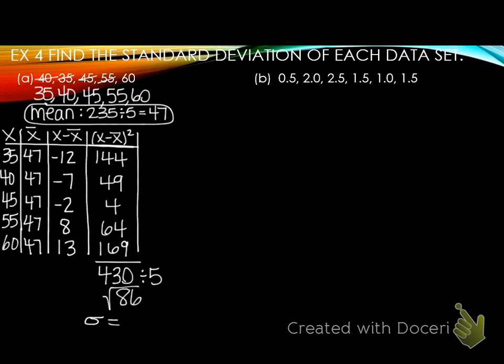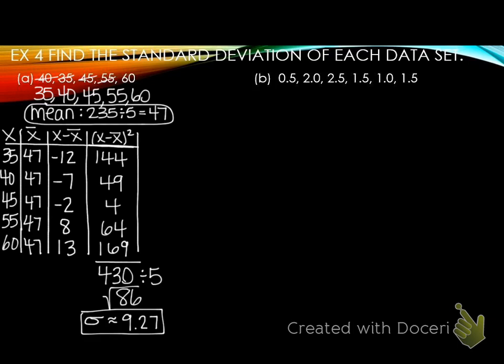How many decimal places do you think I want you to round? 2. If it doesn't tell us, we're going to round to 2. So the standard deviation is approximately what? 9.27. And that is how you find the standard deviation. Now, does it take a little bit of work? Yes. But if you memorize the chart and the steps, this isn't super difficult. But if you refuse to study it, then it will be.